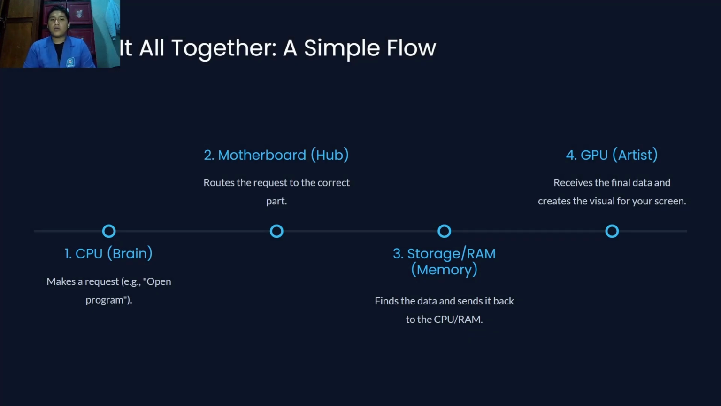So we have to put it all together, as a simple flow. The CPU, the brain, handles the request or opens the program, and the motherboard, the hub, routes the request to the correct part. Storage and RAM memory find the data and send it back to the CPU. The GPU, the artist, receives the final data and creates the visuals for your screen.